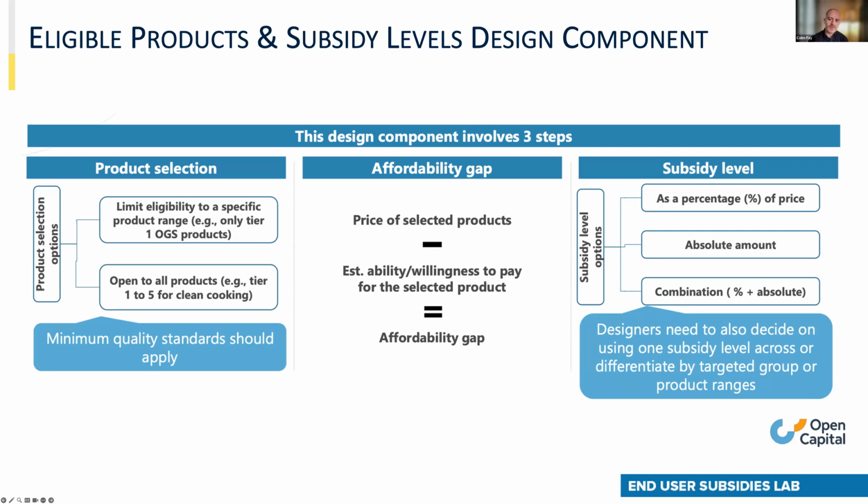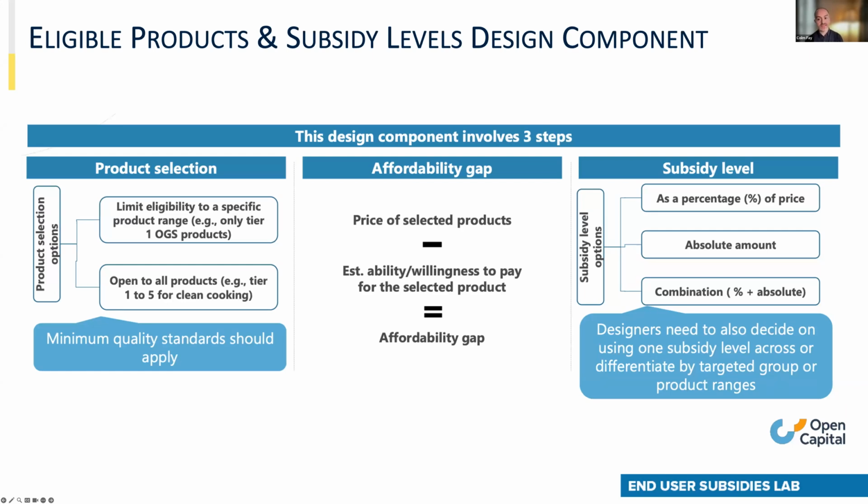The next step after product selection is understanding and assessing the affordability gap, which is essentially the retail price of the product minus the estimated willingness of beneficiaries to pay for those products. The basis for implementing a subsidy in the first place, of course, is that decreasing the affordability gap will increase the demand for the product, and the optimal subsidy level will maximize that demand while minimizing the cost per beneficiary.